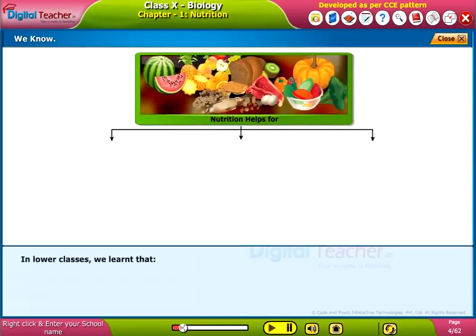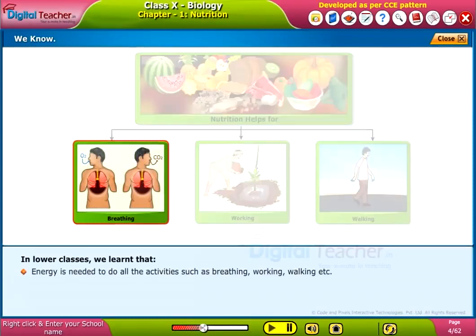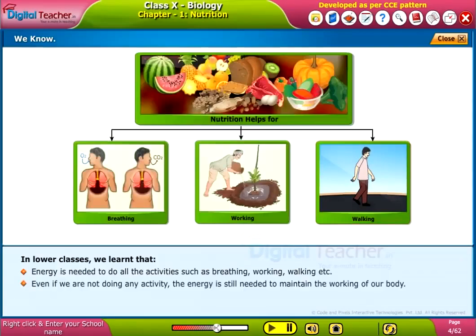In lower classes, we learned that energy is needed to do all the activities such as breathing, working, walking, etc. Even if we are not doing any activity, the energy is still needed to maintain the working of our body. This energy comes from the food which we eat.